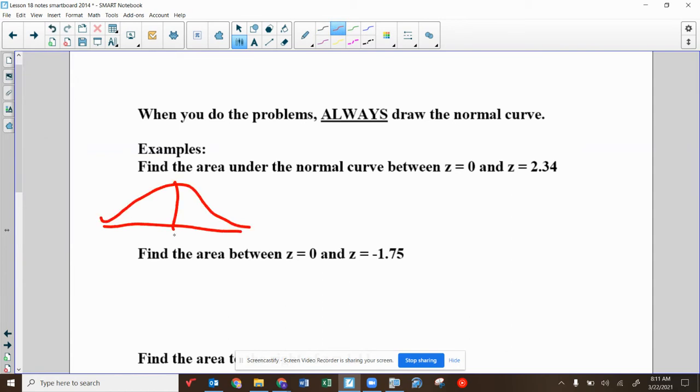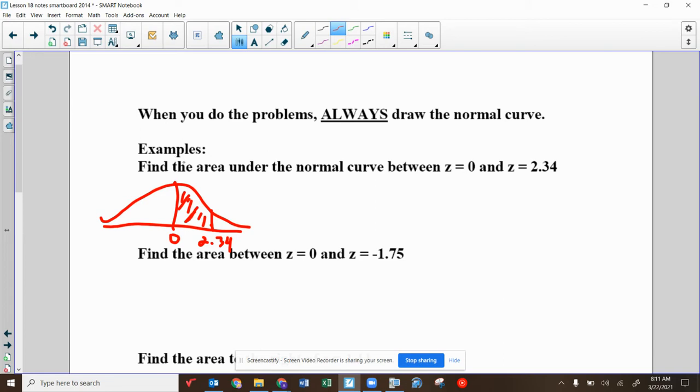So mean here of 0. And you're always going to draw your mean in the middle here. So for all these problems in today's lesson, it'll always be a 0. So we're going to go from 0 to 2.34. So 2.34 is a positive number that would make it to the right of that. And we are looking for this area right here.